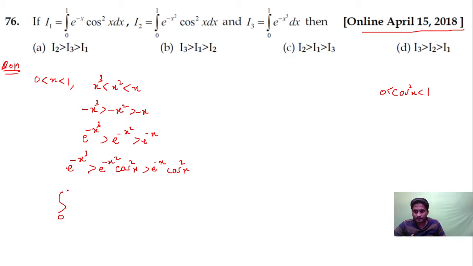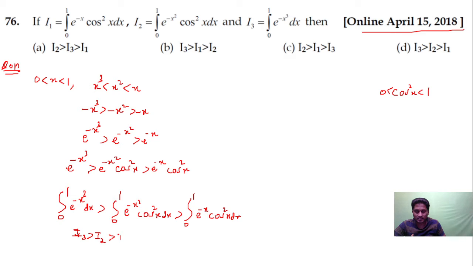So the integral from 0 to 1 of e to the power of minus x cube dx is greater than the integral from 0 to 1 of e power minus x square into cos square x, and then this is greater than the integral from 0 to 1 of e power minus x into cos square x dx. So from this I can write I3 is greater than I2, which is greater than I1. That's the last option D. So the answer is option D.